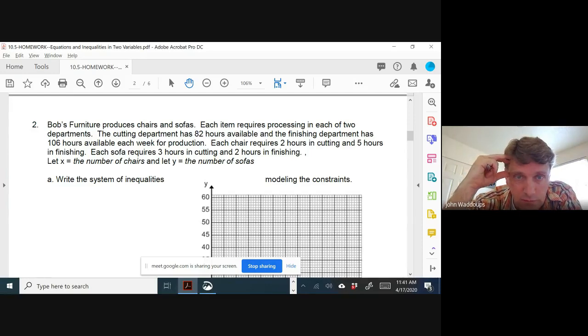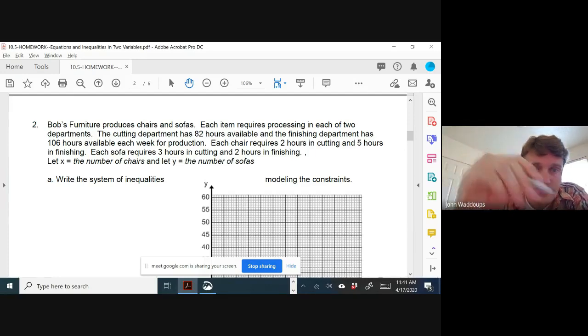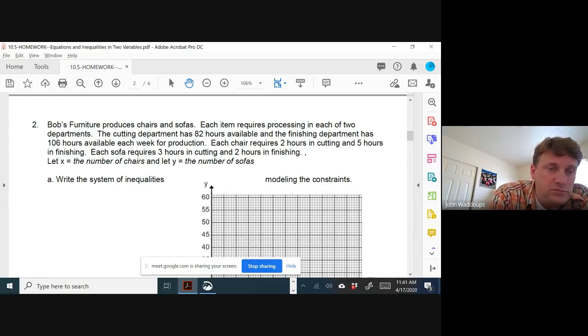All right. The cutting department has 82 hours. So let's go through and do the chairs here. Each chair requires 2 hours in cutting. So 2x is the total time spent in cutting for the chairs.